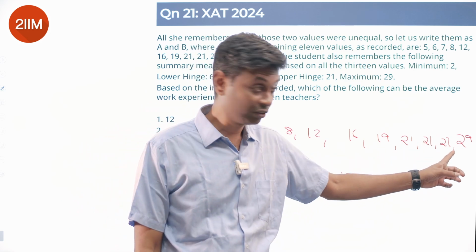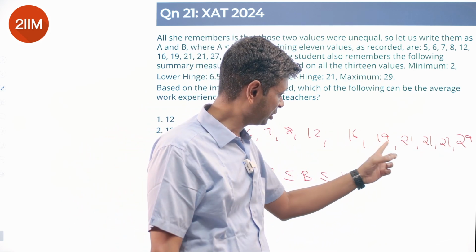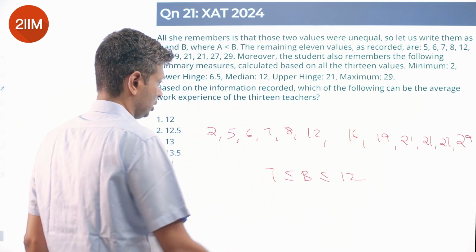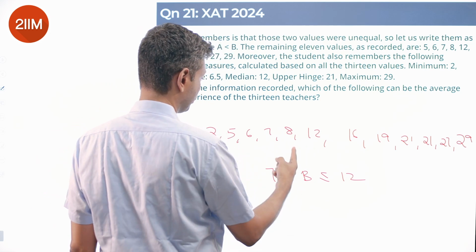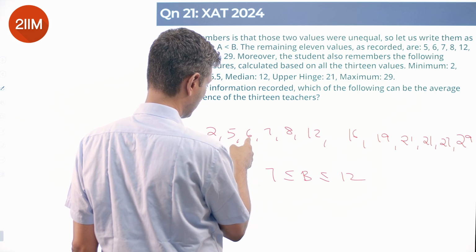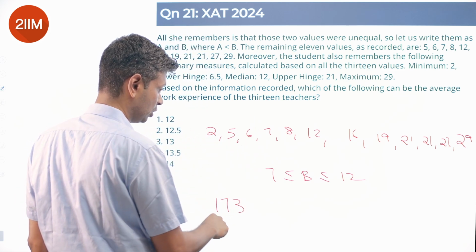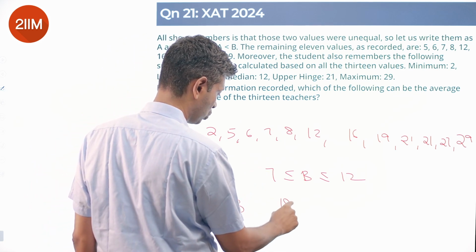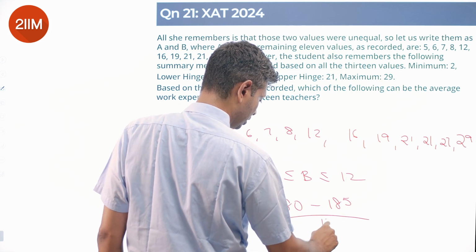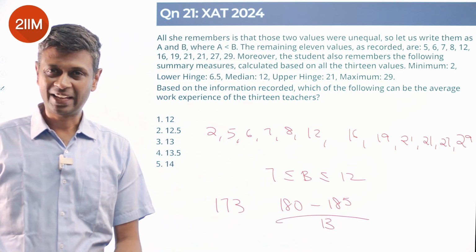29 plus 27 is 56. 56 plus 42 is 98. 98 plus 35 is 133. Plus 20 is 153. 160. 166. 173. Sum of all of this. So I can add 7 to it. So we go to 180 to 185 divided by 13. So 180 to 185 divided by 13, that's my average.